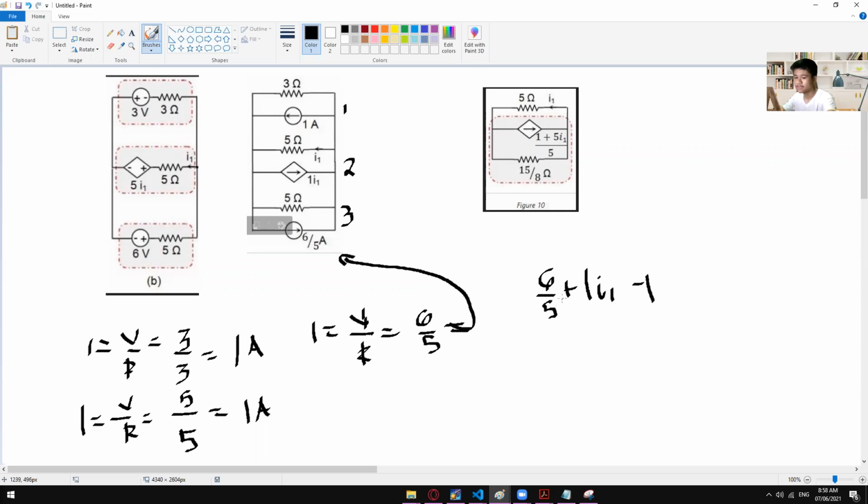So let's add the same unit for now. So 6 divided by 5 minus 1 will give us 1 over 5 plus 1 I sub 1. This is 1 I sub 1. Okay. And in here, do we have the same? Yeah, we have the same.